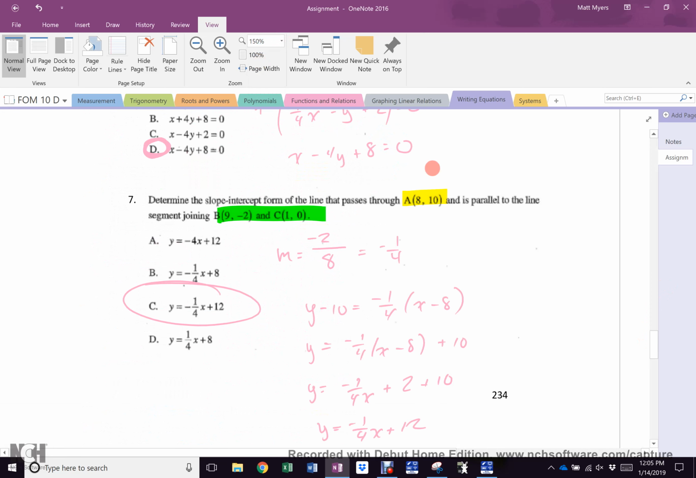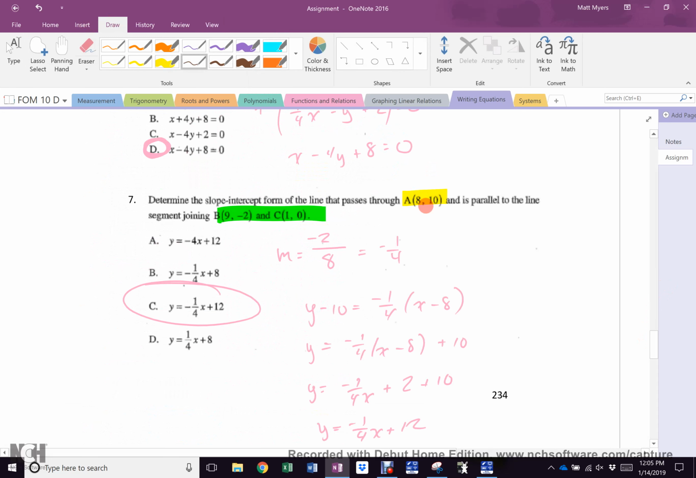So on 7, I knew I had a point. And if I have a point, then I should probably go to point-slope form. But I didn't have a slope. But I did have a slope because I had 2 numbers there. So, negative 2 minus 0 is negative 2. 9 minus 1 is 8. The slope I had was negative 1/4, and there was my point. So I put it into point-slope form right there.